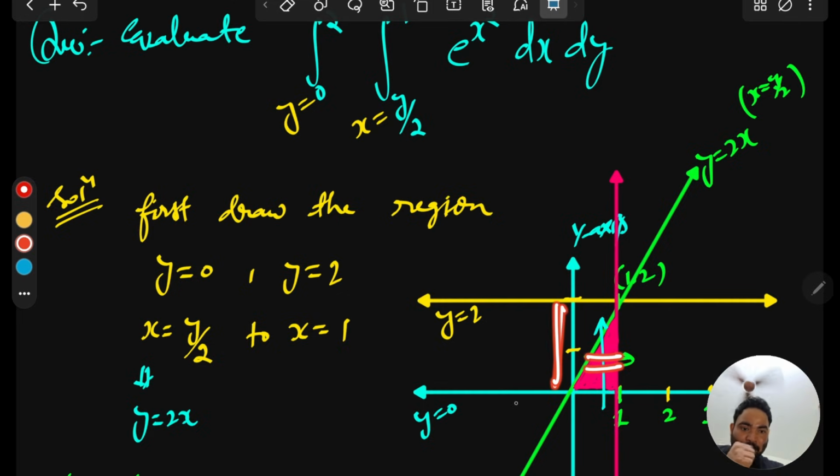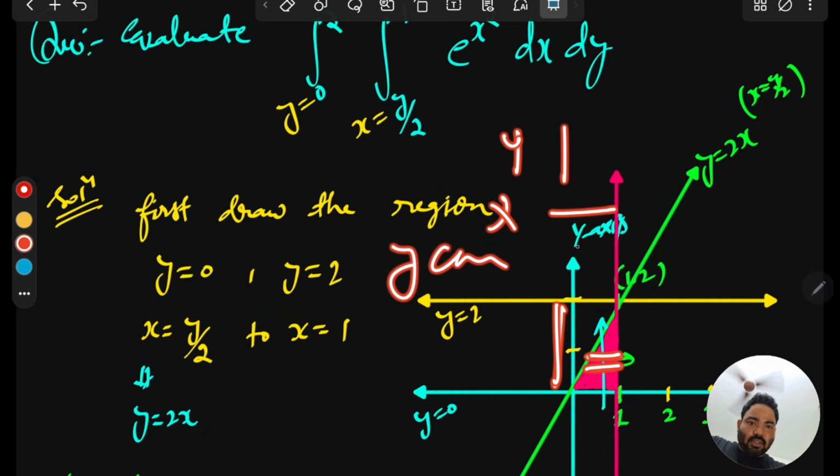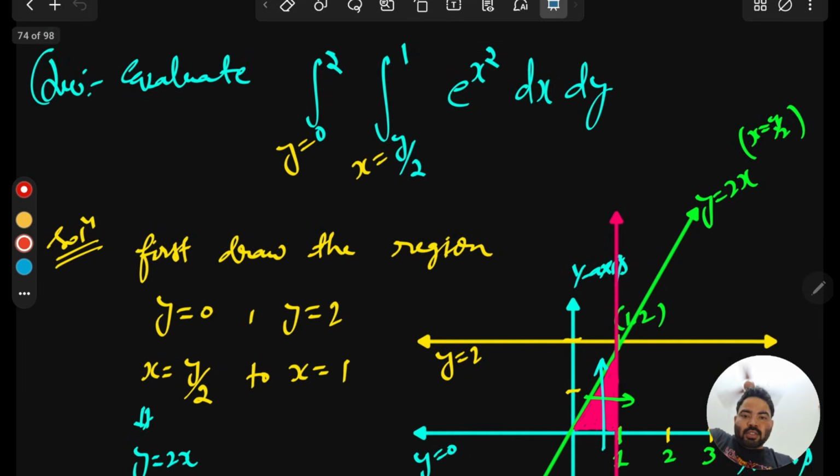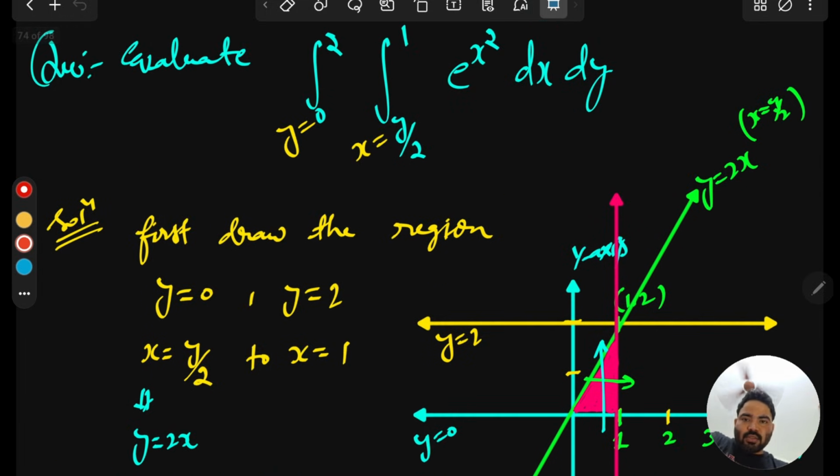If you are taking y constant, then you take a horizontal strip, and if x is constant, then take a vertical strip. I said it wrong earlier. This is the simple logic we follow. So after drawing the region, see which region is yours by the limits. y is moving 0 to 2, just draw the horizontal strip, and x is moving y by 2 to 1. So this is your required region.